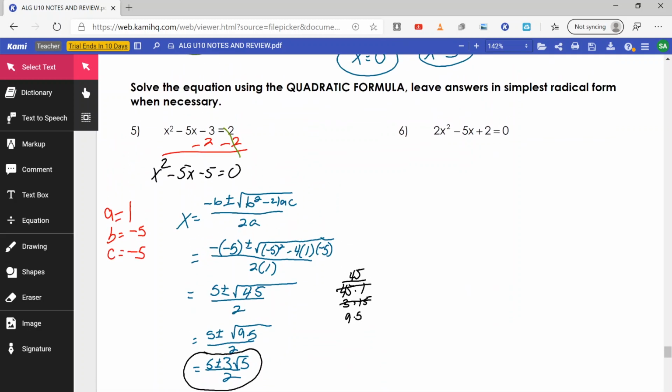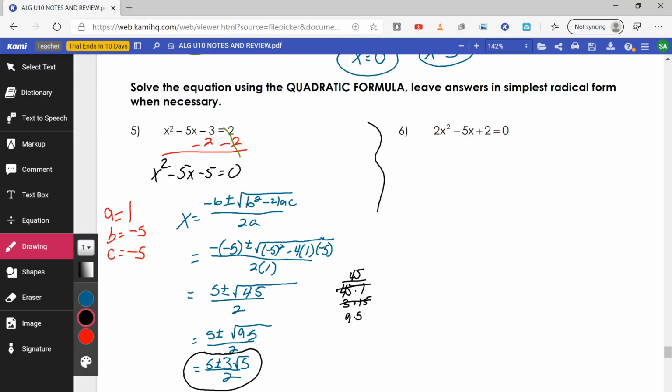Now 6, we have a slightly different scenario. We have 2x squared minus 5x plus 2 equals 0. Now, when it came to factoring up above, we liked the number on x squared to be 1. And even in the previous problem, the number on x squared was 1. But when it comes to using the quadratic formula, we can use whatever numbers we want. So it doesn't matter if we have 1 or 10 or a million on top of the x squared, because we can use the quadratic formula.